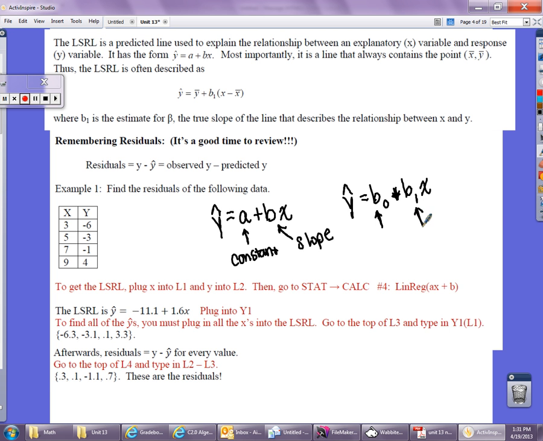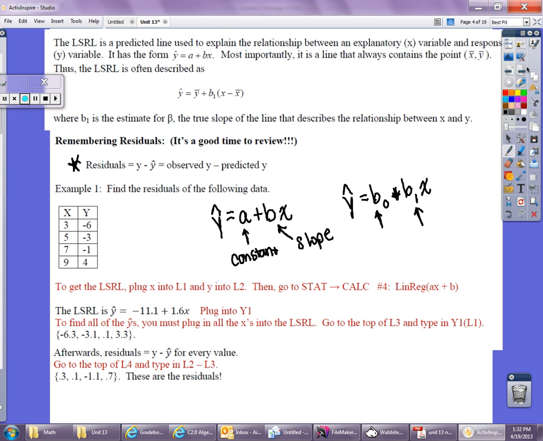So a and b sub 0, this is still your constant, and b sub 1 is still your slope. Okay? As far as residuals are concerned, residuals are calculated by y minus y hat, or observed values minus the predicted y values. We did a whole review on your note packet with the residuals as well.